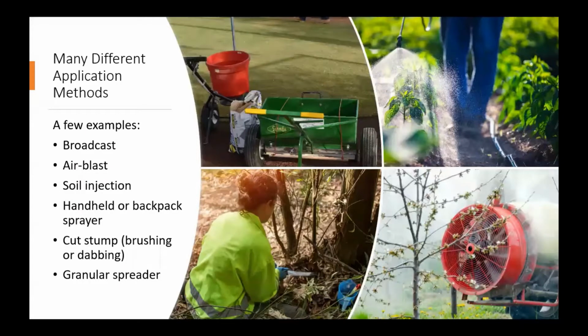There are many different application methods, as you'll see here in the photos in the list. A few examples are broadcast applications, air blast sprayers. Some people inject pesticides directly into the soil, and you've probably applied pesticides with a handheld or backpack sprayer. In the bottom left corner is a cut stump treatment. This is a common method for conservation crews working on invasive plant and weed control programs. You see the person has cut the stump and is brushing the pesticide into the stump.